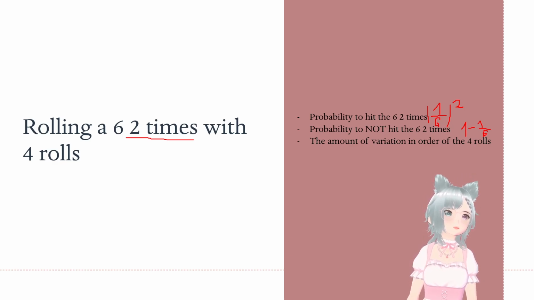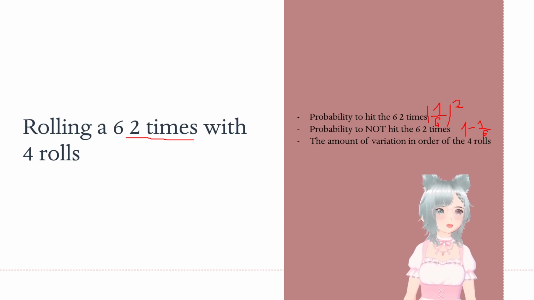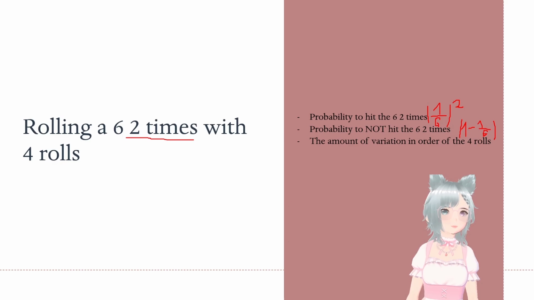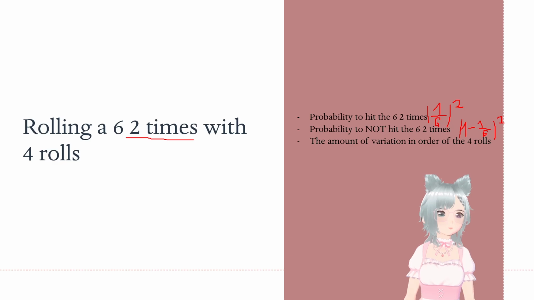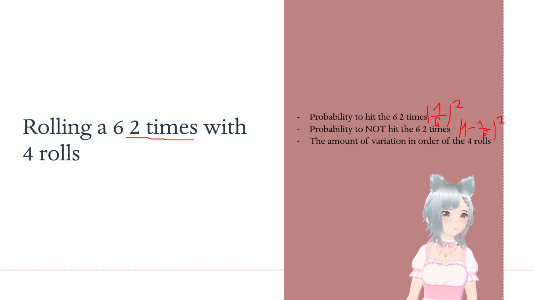The probability of not hitting a 6 is 1 minus 1 over 6. And again, we want to not hit the 6 two times. So it's (1 minus 1 over 6) to the power of 2. And then we need the amount of variation in order of the 4 rolls.